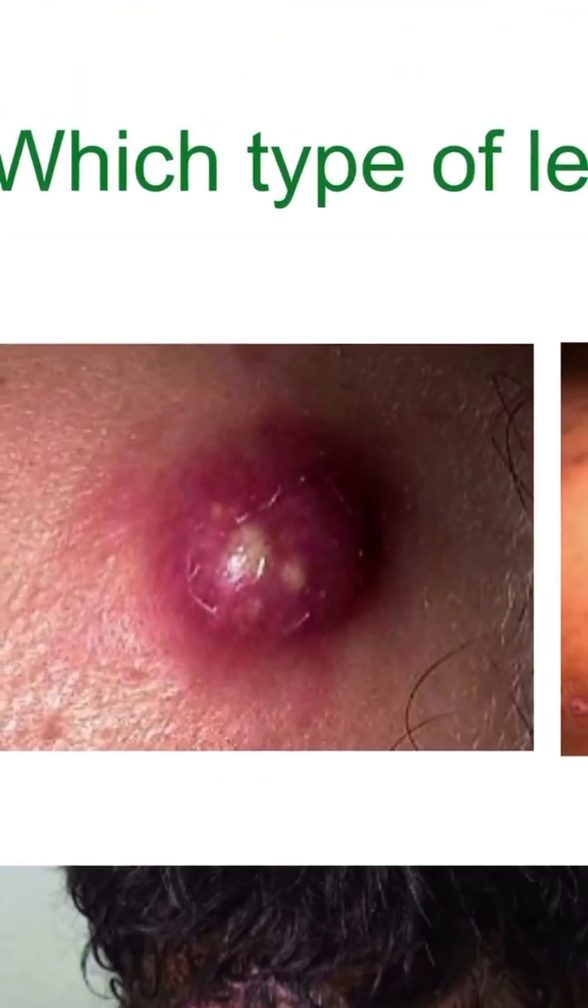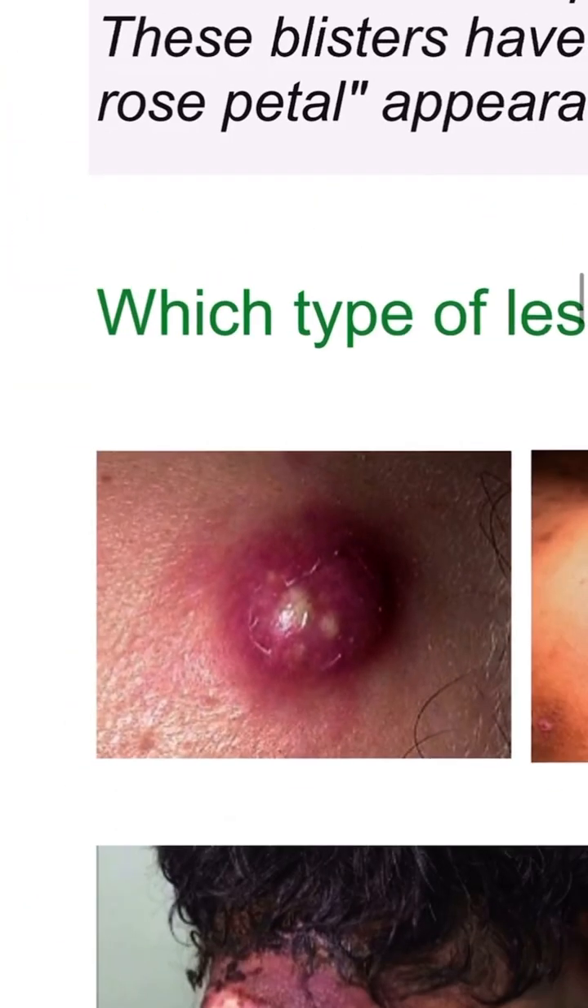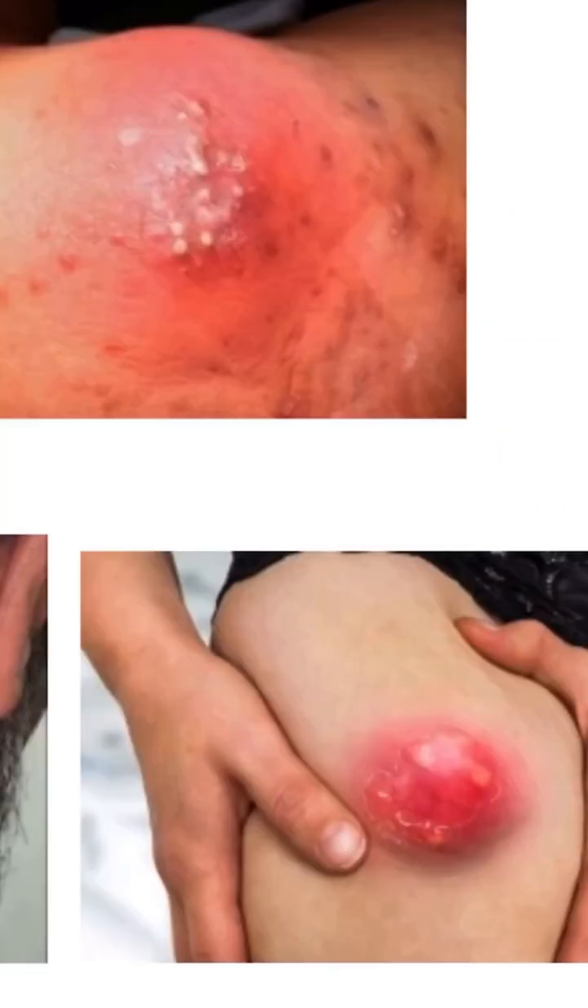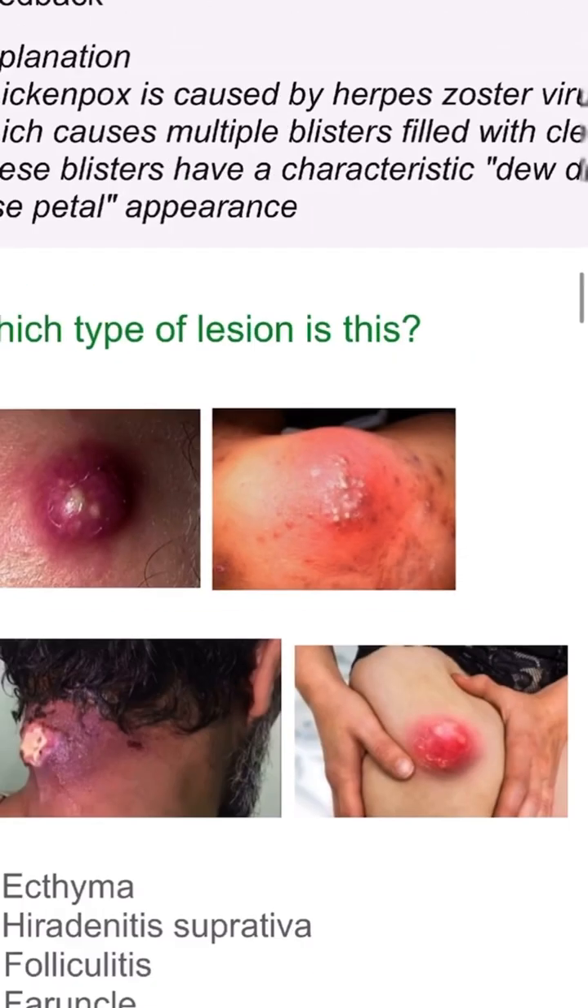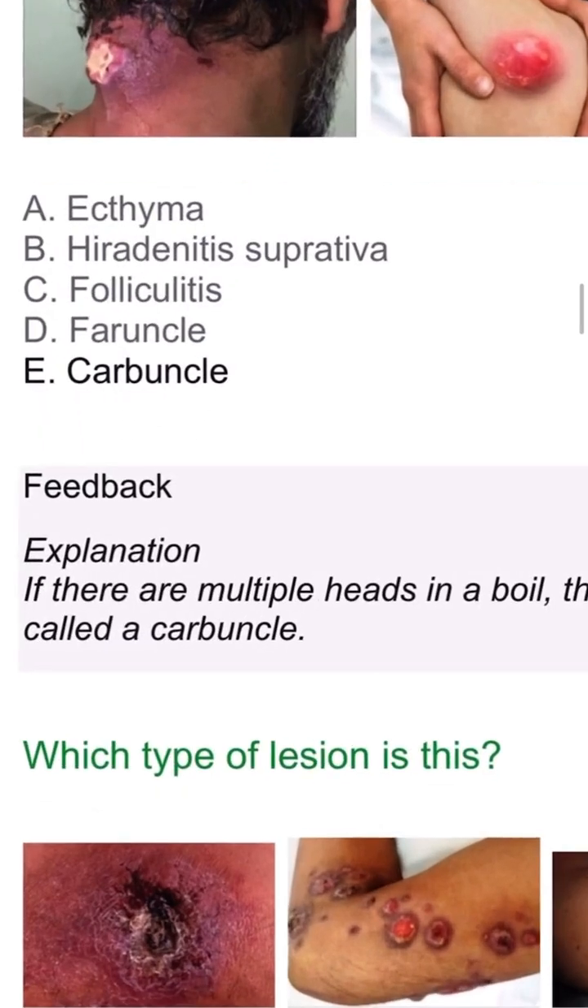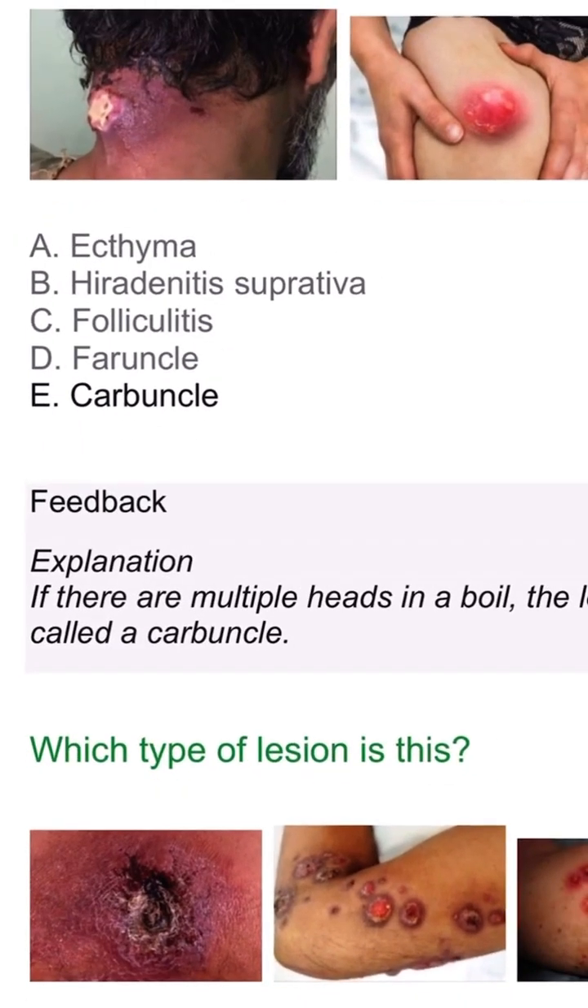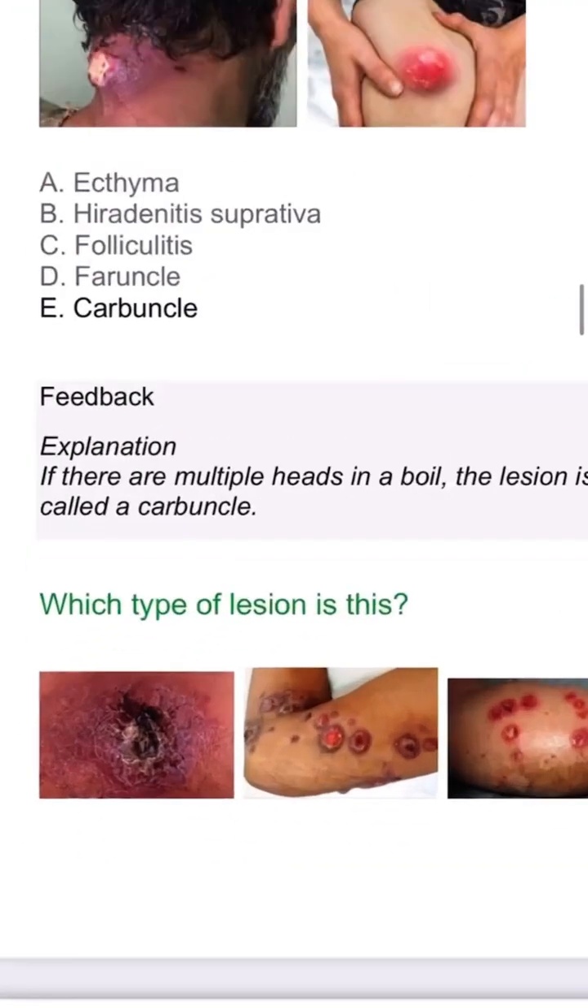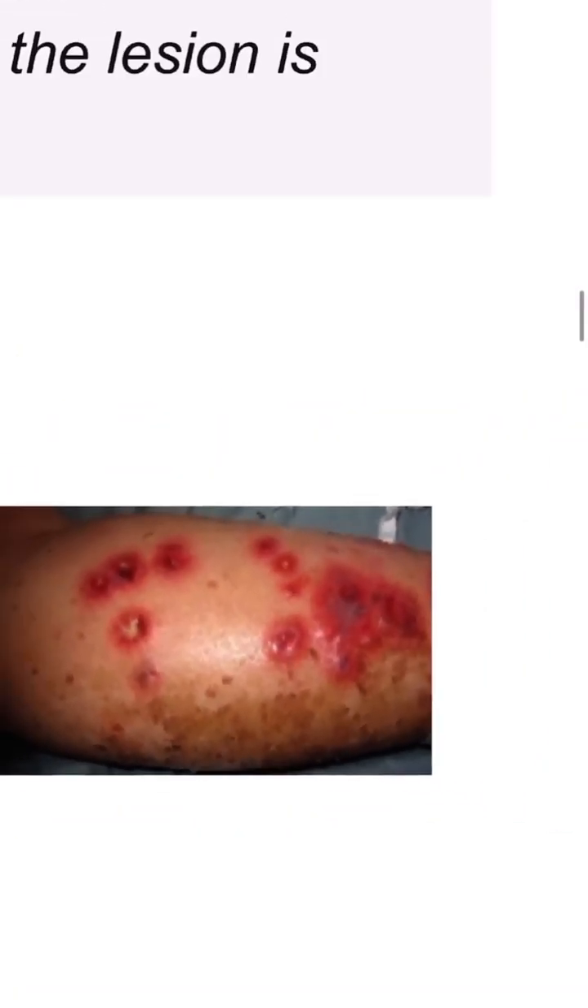Folliculitis, and if that is deep, then it will be called furuncle. But if there are more than two heads, then it is called carbuncle. You can see here, this is carbuncle. If there are multiple heads in a boil, the lesion is called a carbuncle. Okay, and if one head, then furuncle. That would be deep.